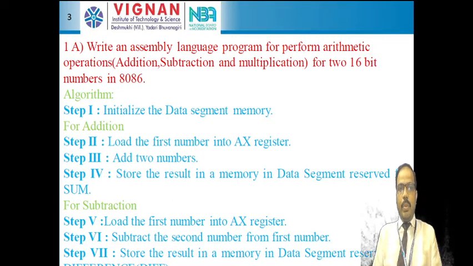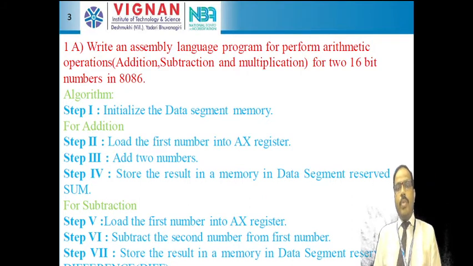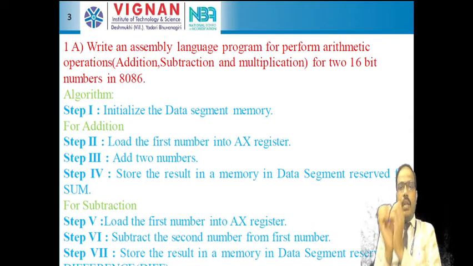As we know, the memory is divided into some different segments. Those segments may be data segment, code segment, extra segment, stack segment. Here we require to perform some operations on two 16-bit numbers, so we have to allocate some memory in the data segment for the two different numbers as well as some results. That we will see when writing the program.